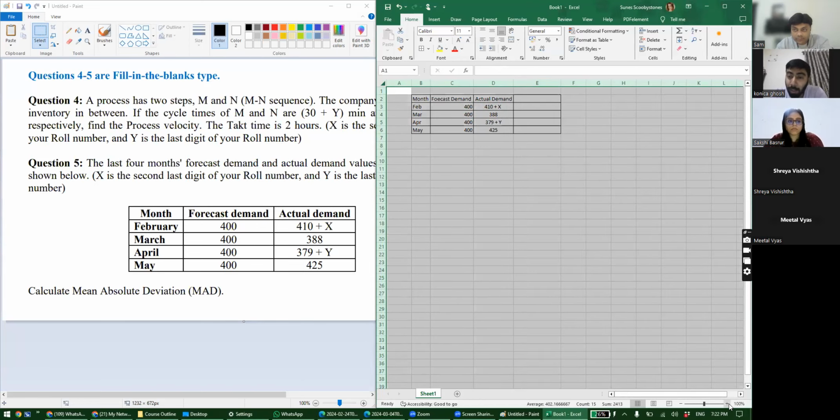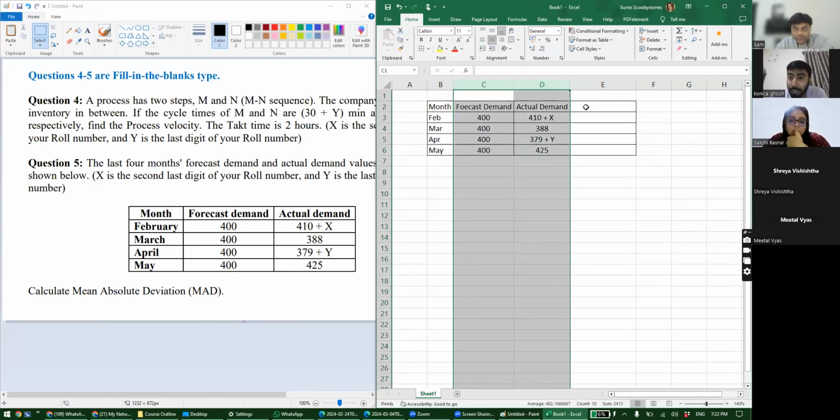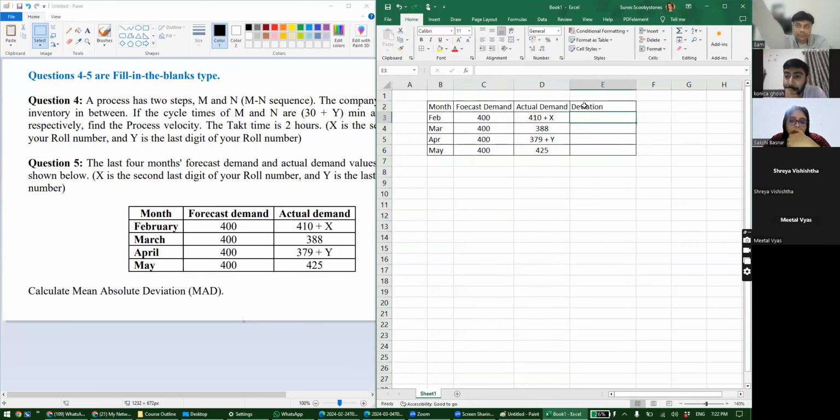Now this column E is basically the deviation. We'll name the column as deviation. Now, the point over here is that we want to understand what is the deviation that is happening every month. So in 2 months, you know what the deviation is, where we don't know the values of X and Y.